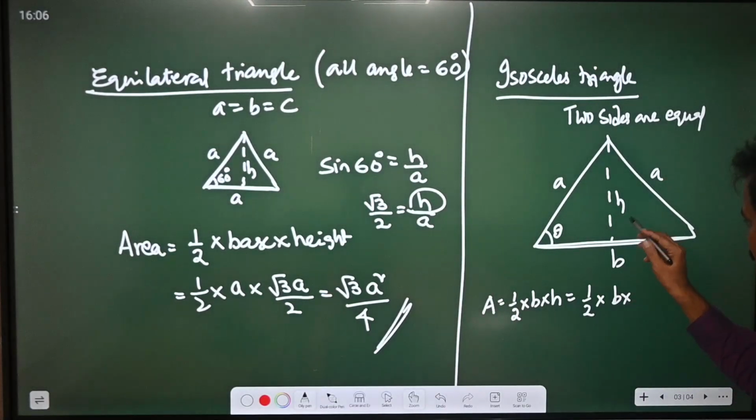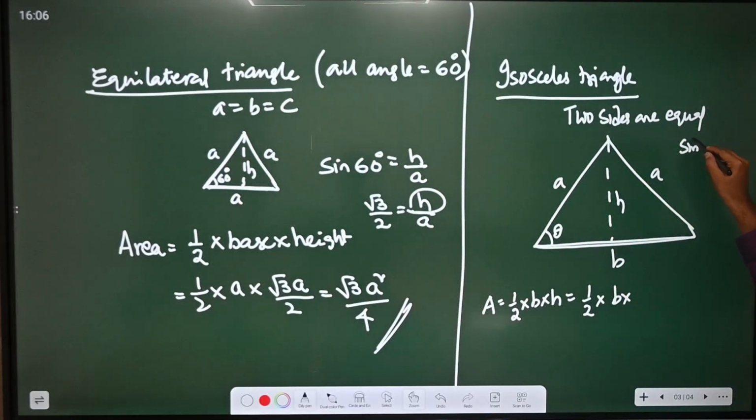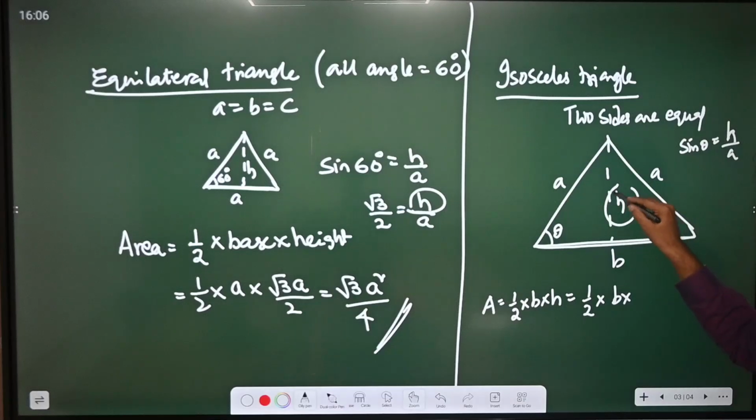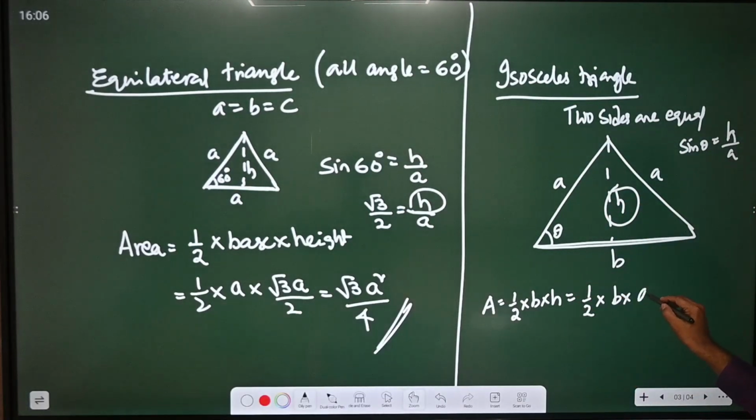The base is B only. For H, once again we can use sin theta is equal to h by a, and in place of h you can write a sin theta. So this is a sin theta.